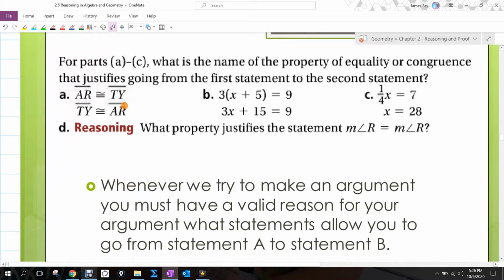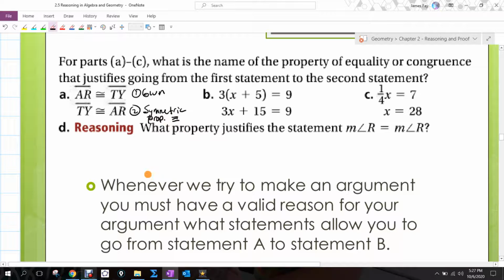So these are the same type of questions. Again, number one here is given. Okay, what allows me to say if AR is congruent to TY, why then is segment TY congruent to AR? Again, that's just flipping things. So it's the symmetric property of congruence.